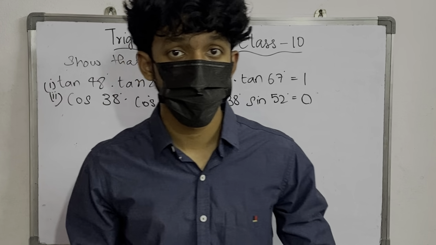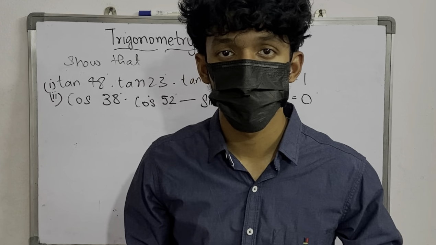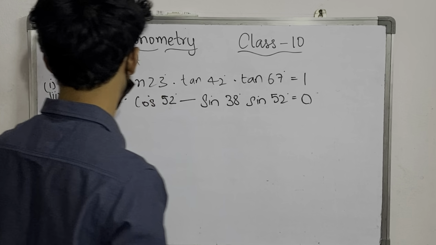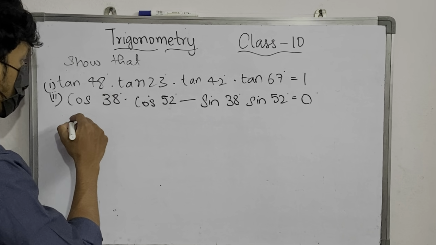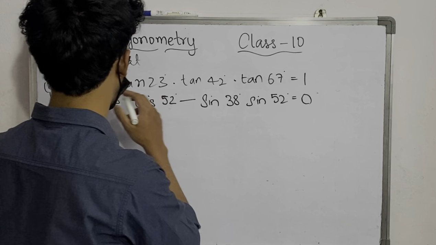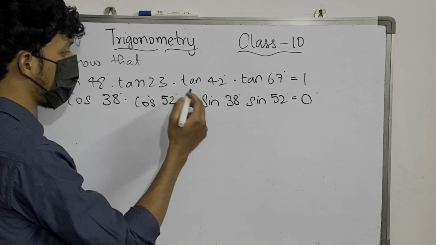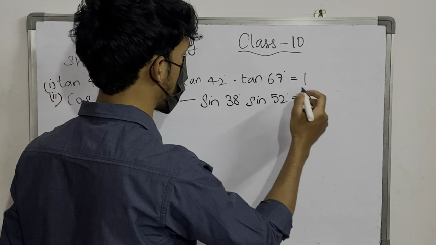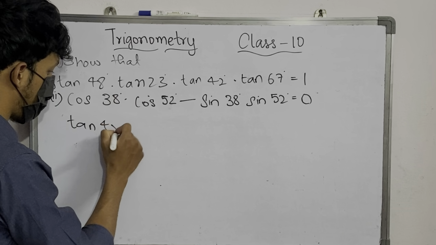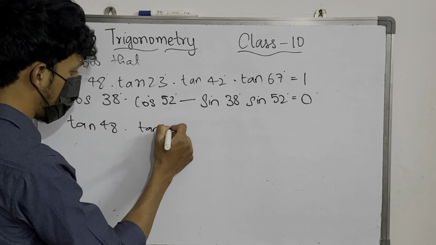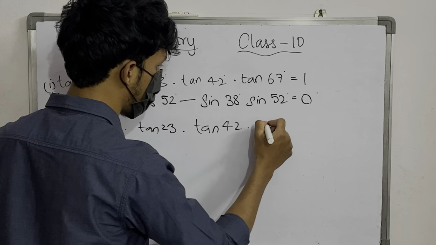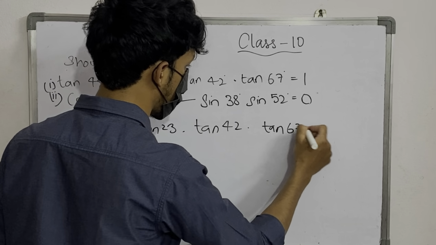Hi guys, in this video, previously we have solved some questions. Now we are going to solve this type of questions, that is, we have to prove that tan 48 tan 23 tan 42 tan 67 is equal to 1. So firstly we will write tan 48, tan 23 into tan 42 into tan 67.